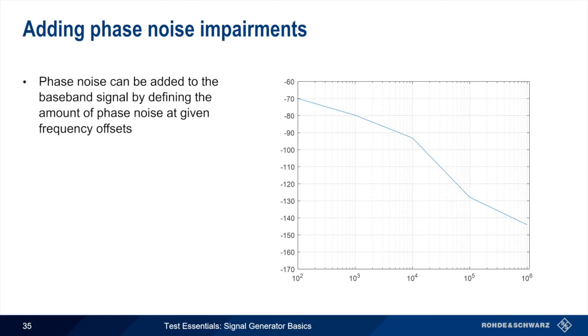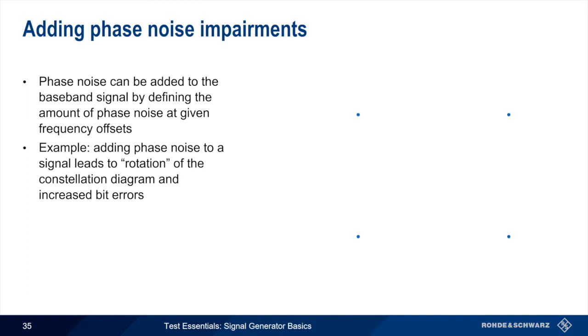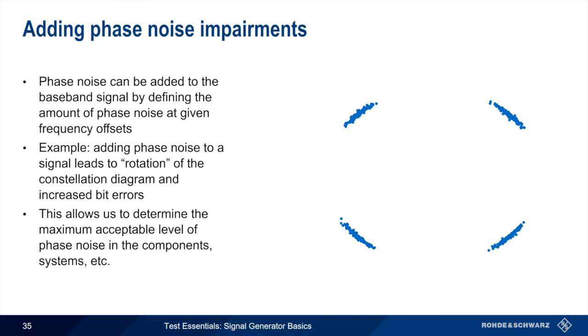Increasing levels of phase noise can be seen, for example, in constellation diagrams, where the signal points rotate, leading to increased bit errors. Adding controllable and definable amounts of phase noise to the generated signal can therefore be used to determine the maximum acceptable level of phase noise in components, systems, etc.